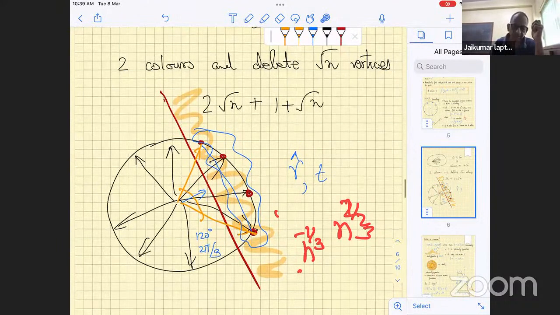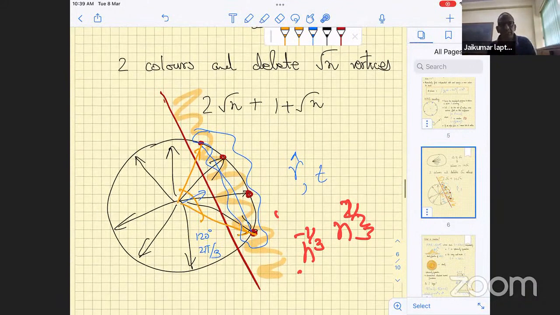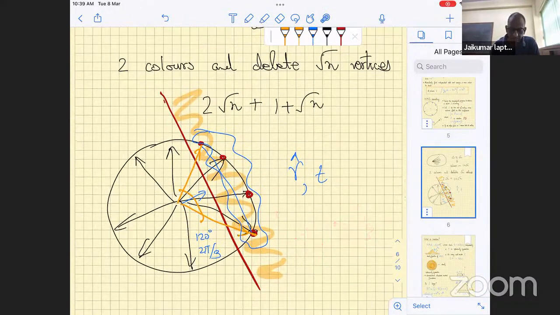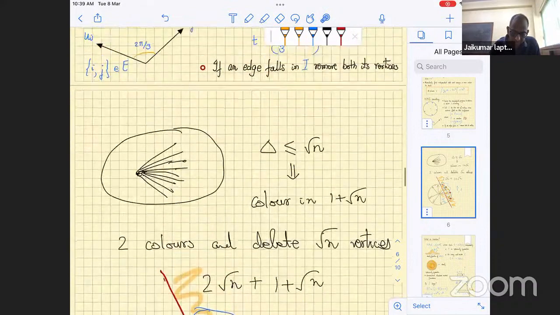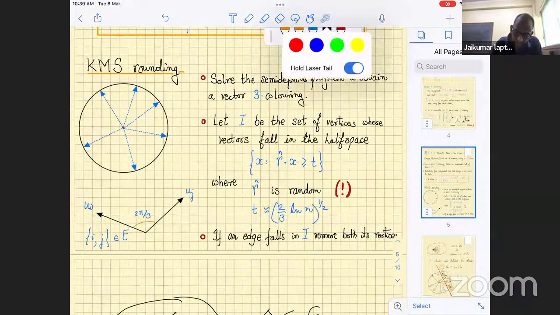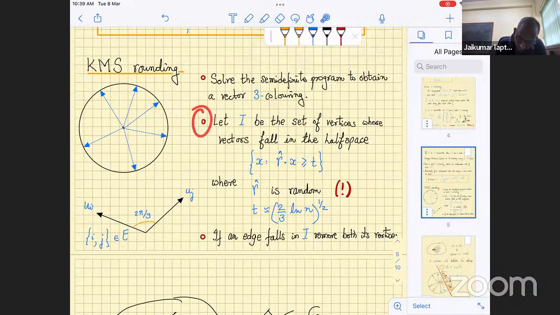So that is how you show that when you have a vector 3 coloring, from that you are able to obtain an independent set of size n to the 2/3, and this is a randomized algorithm at the moment. So is the strategy clear? Now let me just show what I just said. So there will be two steps, this and here.